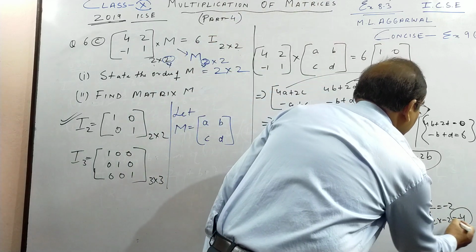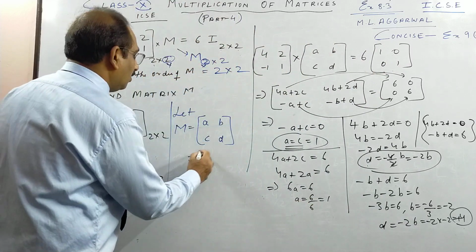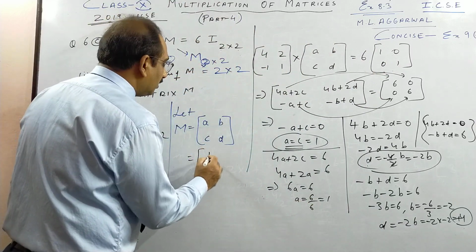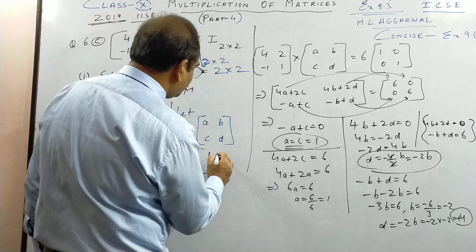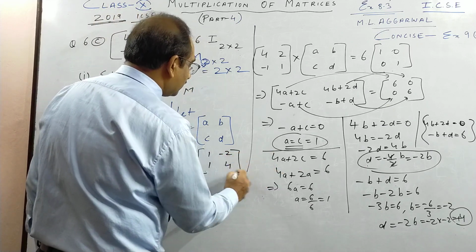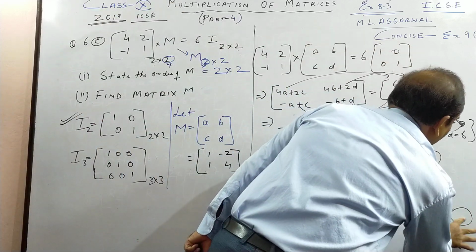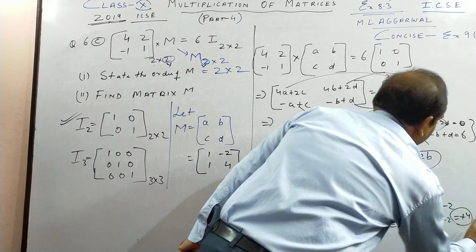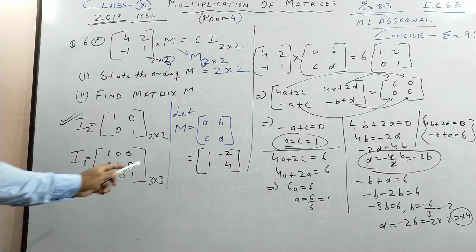Minus 2, so this will become plus 4. D will be plus 4. So finally what we get: a is 1, c is 1, b is minus 2, and d is 4. So see nicely here, you get these values. See the working on the right side, you will get this answer.